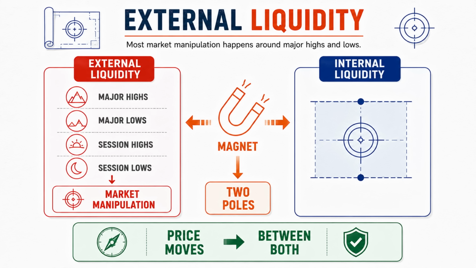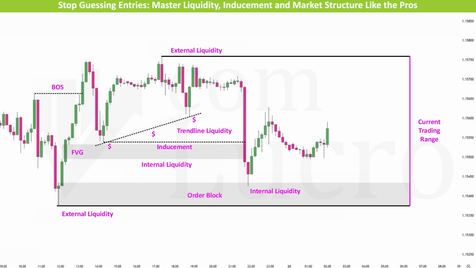You can think of external liquidity as one pole of a magnet, but a magnet cannot function with only one side. The other pole is internal liquidity. Internal liquidity is found within the trading range. This is where the majority of meaningful price behavior develops. It is where inducement is formed, traps are engineered, and positions are accumulated before the true move unfolds.